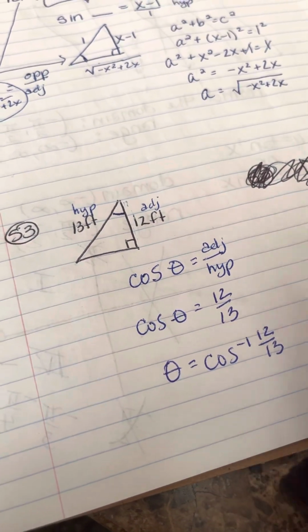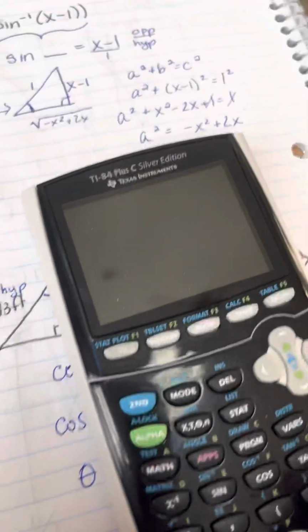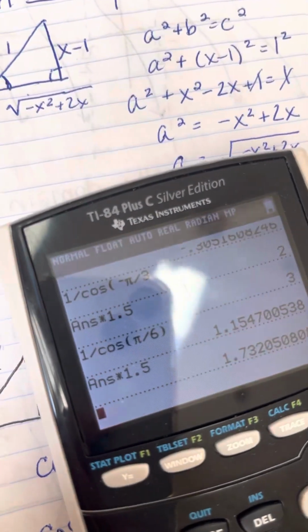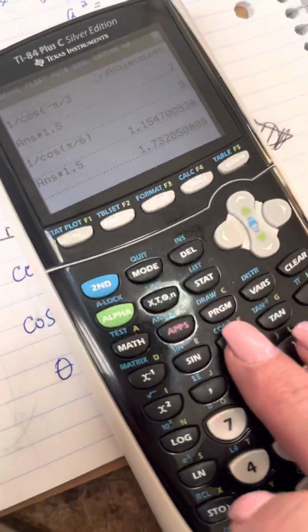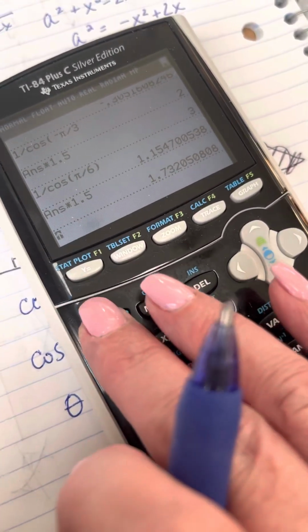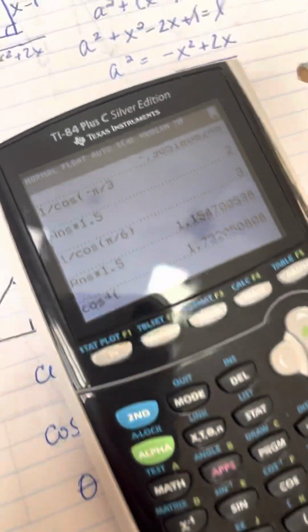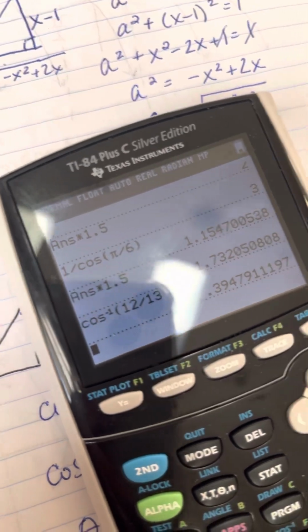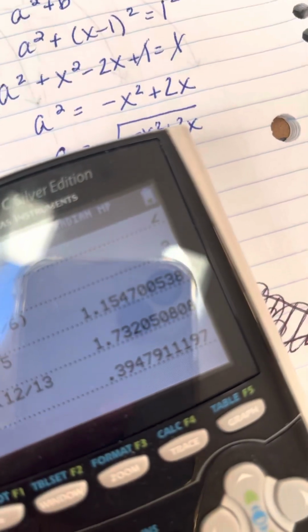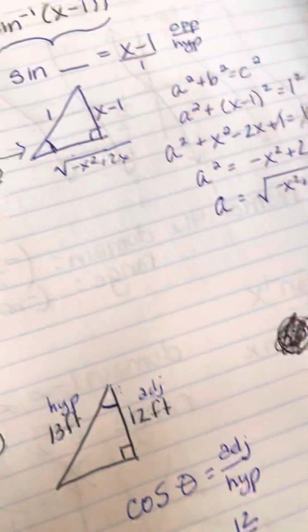They want this in radians. So we're going to make sure our calculator is in radians, which it was from the last video. And then we're going to do the inverse cosine. So second cosine, and then 12 divided by 13. And you get 0.395.